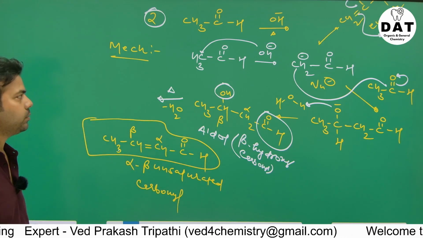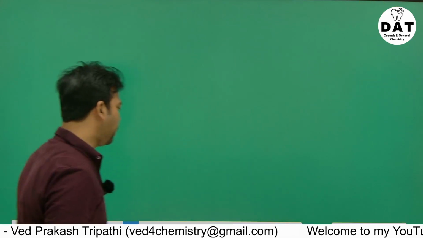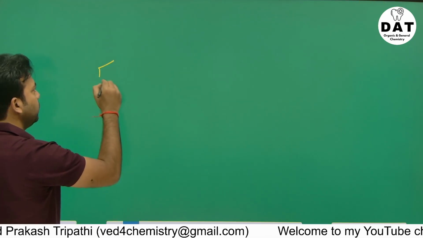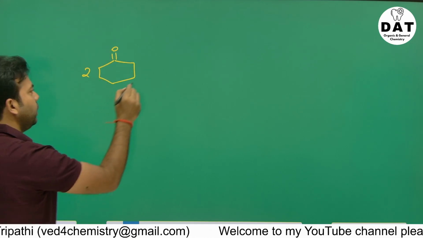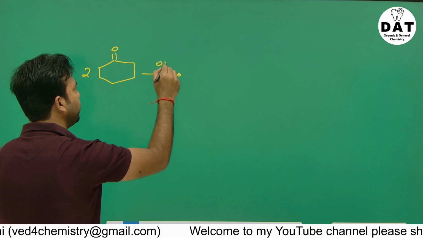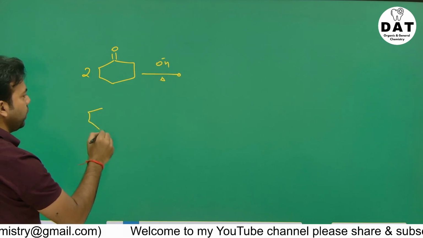Clear? This one. We can discuss another example. So look at here with mechanism. Suppose we have this 2 mole, and we are using OH minus as a base and heat. So what should be my final product? So look at the mechanism.